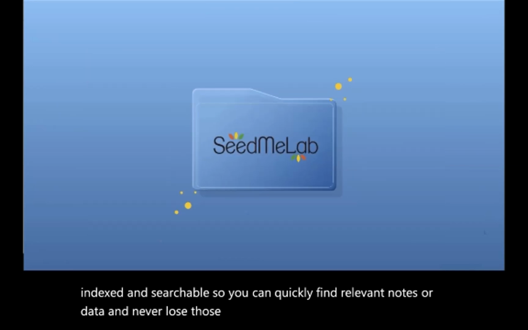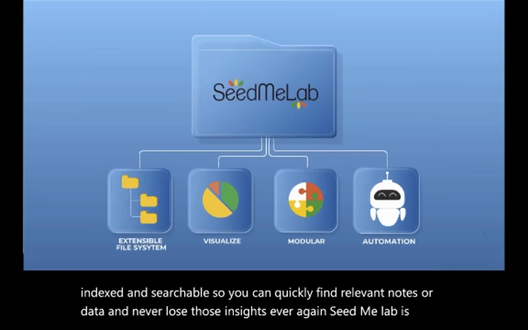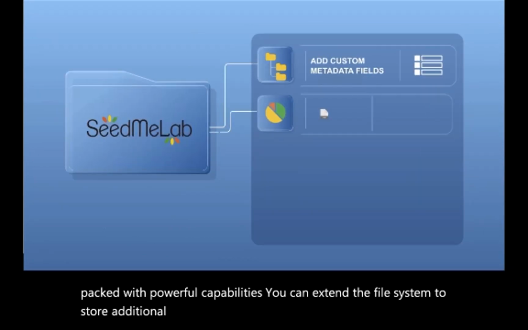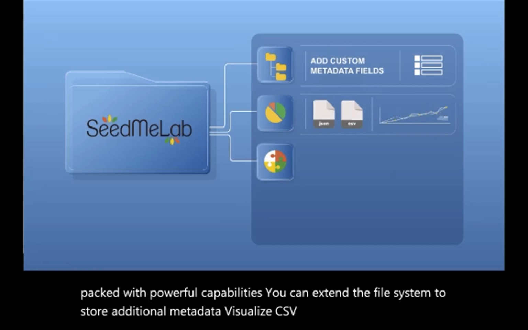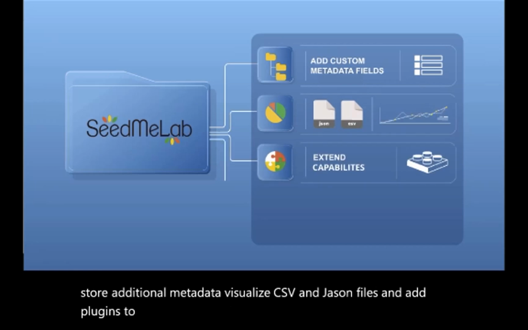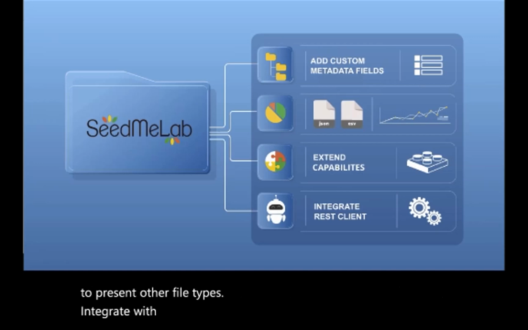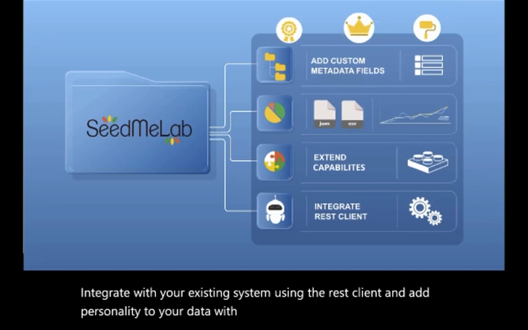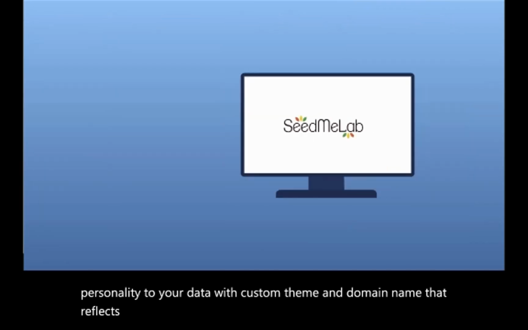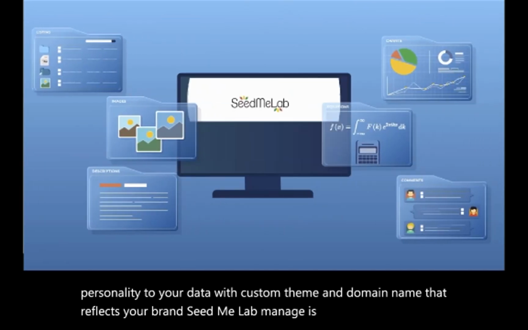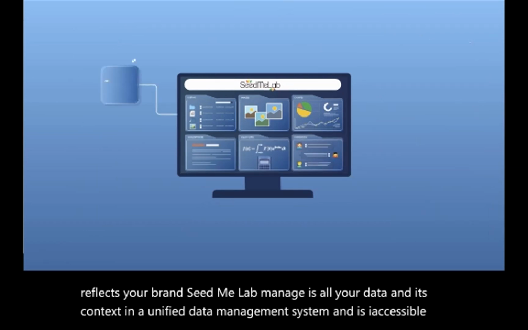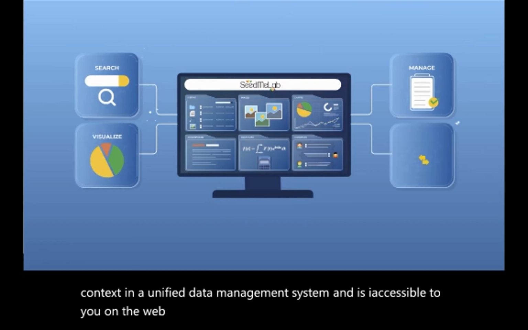SeedMeLab is packed with powerful capabilities. You can extend the file system to store additional metadata, visualize CSV and JSON files, and add plugins to present other file types. Integrate with your existing system using the REST client, and add personality to your data with custom theme and domain name that reflects your brand. SeedMeLab manages all your data and its context in a unified data management system and is accessible to you on the web. Search, manage, visualize, and share your data like never before.